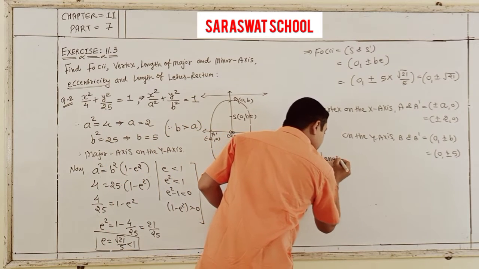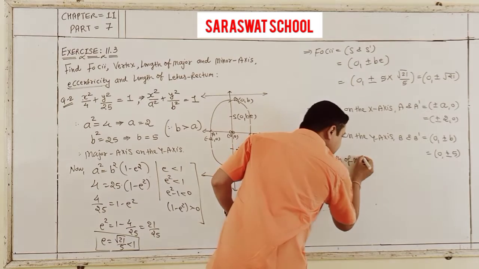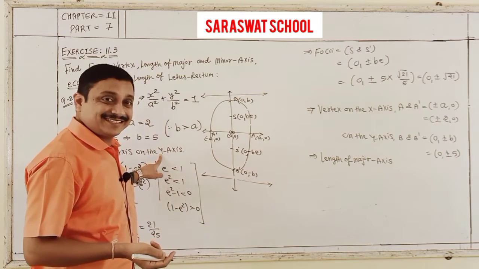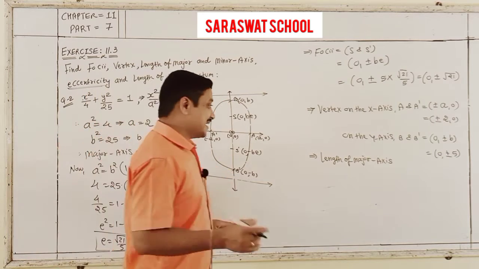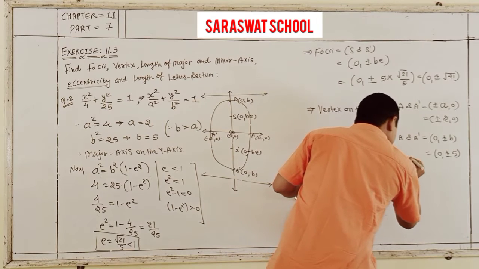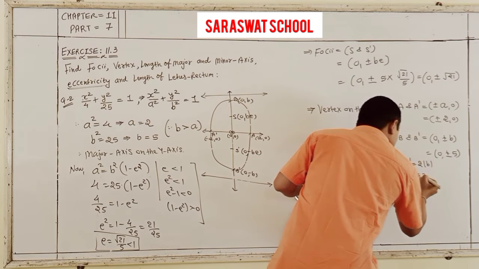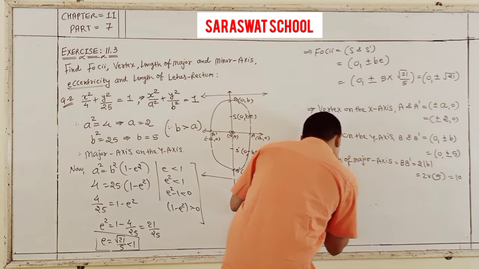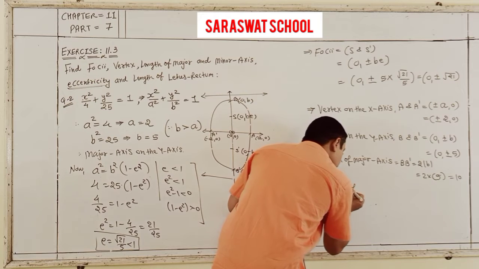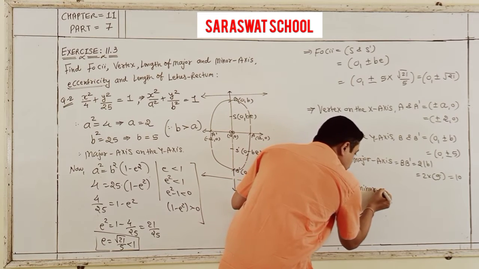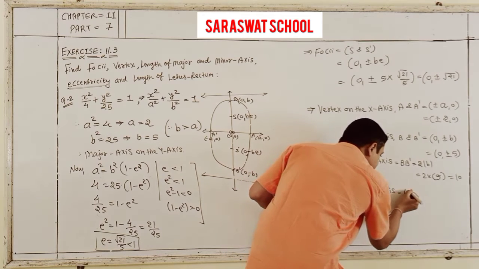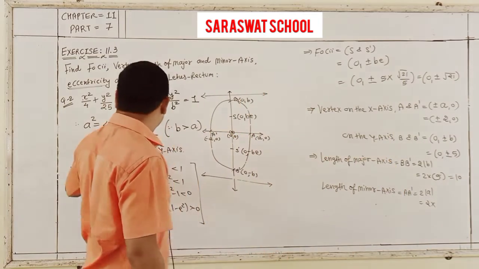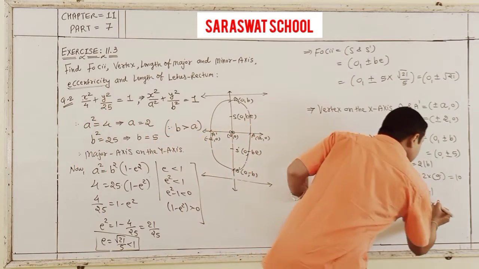Now the length of the major and minor axis. Length of major axis: students, you know your major axis is along the y-axis, it means B to B dash, and its length is twice modulus b. But what is b? B I have found, it is 10. And next, the length of the minor axis, same as A to A dash. It is 2 modulus a, but a is also known, already defined. It is 2. So my answer is 4.